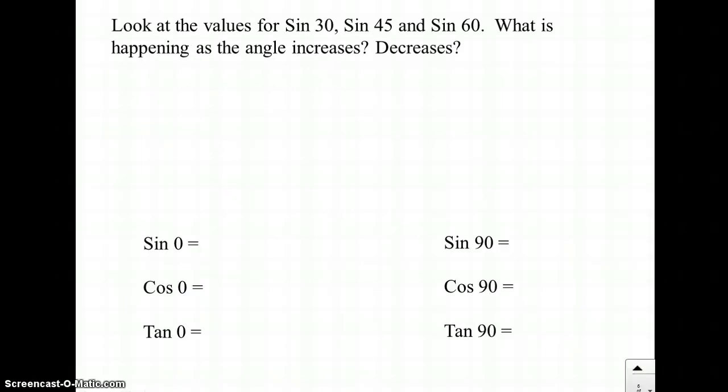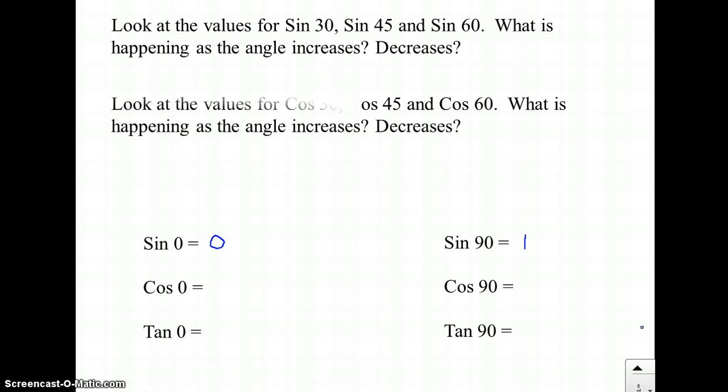Let's also look at 0 and 90 degrees. Look at the values for sine 30, sine 45, and sine 60. What's happening as the angle increases? Well, as the angle increases from 30 to 45 to 60, the sine ratio gets larger. So if I were to check on my calculator, the sine of 0 is actually 0, and the sine of 90 has a value of 1. And 30 is closer to 0, 60 is closer to 1. It's going to work every time. So sine increases in value as the angle increases.